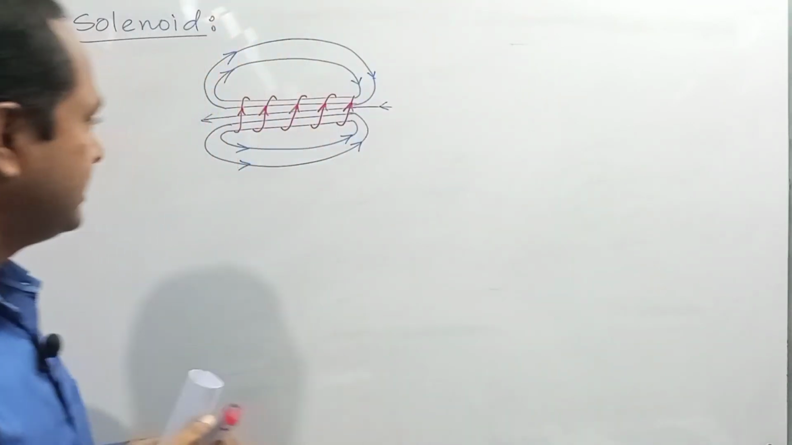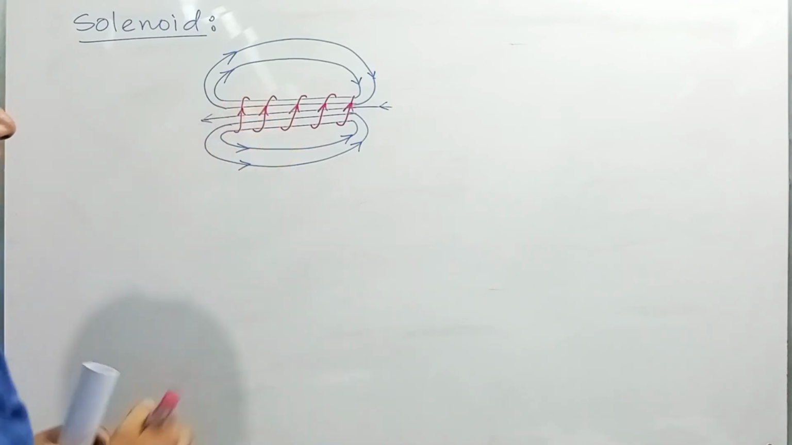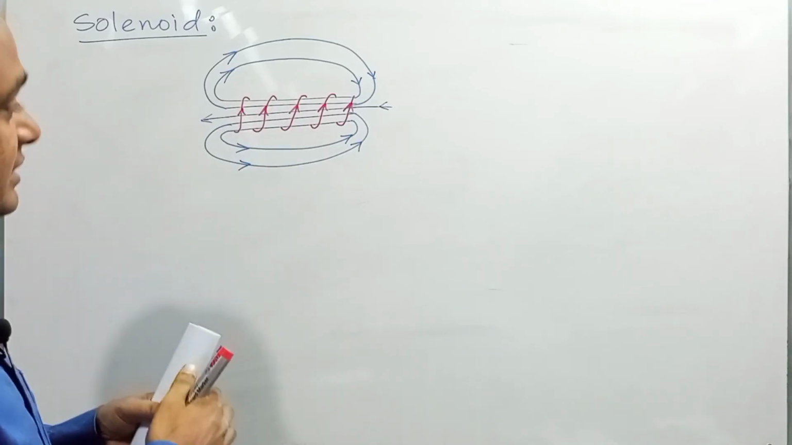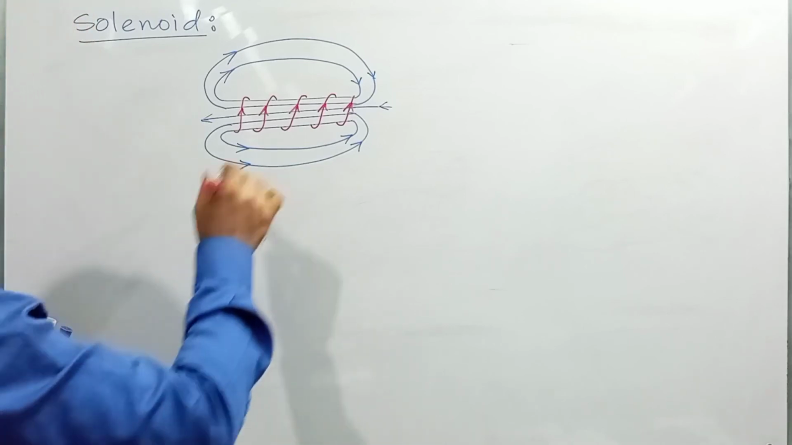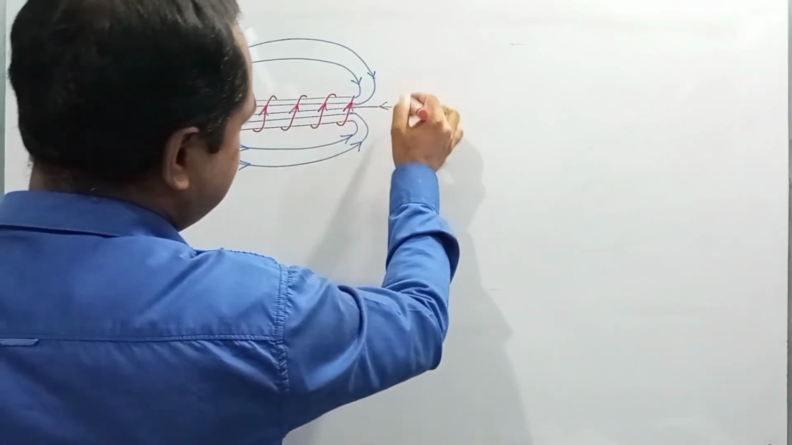So you can realize it. Suppose these are the red marker, the current carrying wire wound over an insulated cylinder, then some magnetic field is created like this, and it acts like a bar magnet. Here the north pole is created here and the south pole is created here.